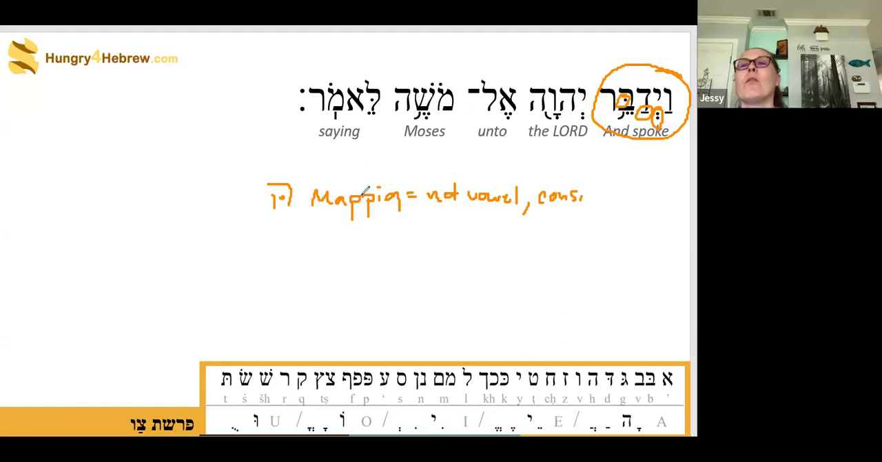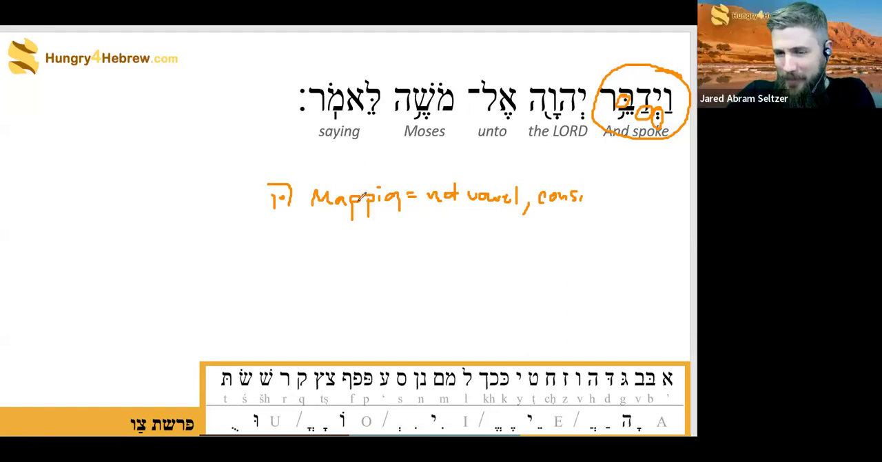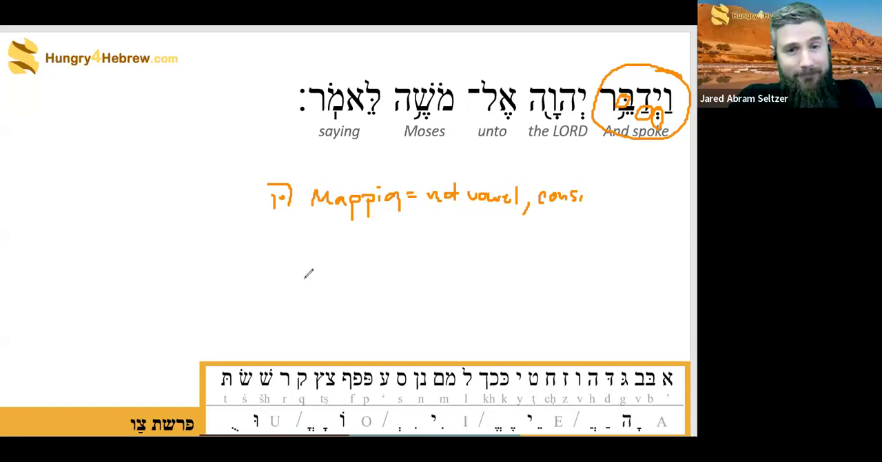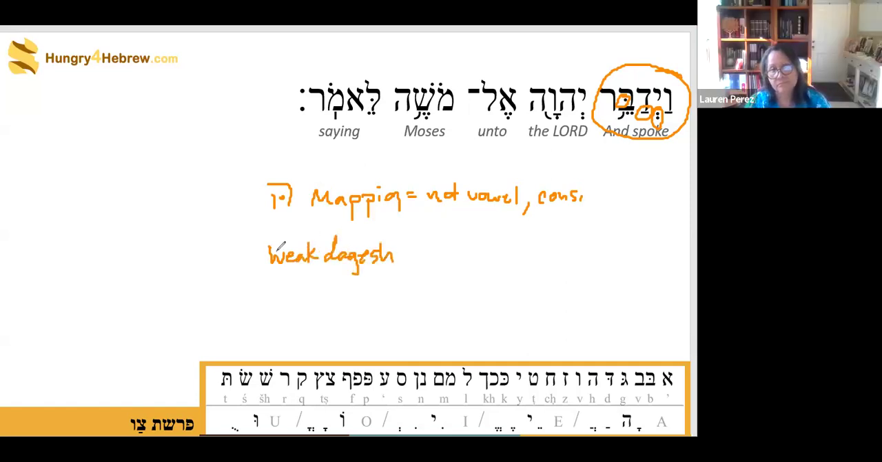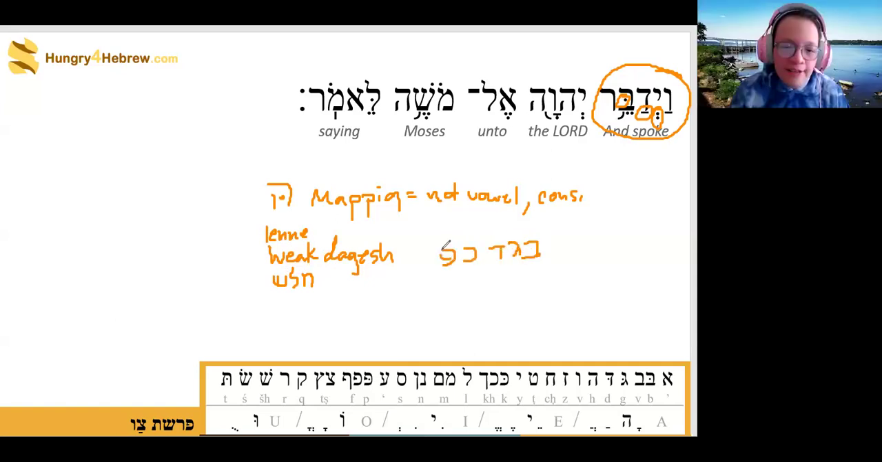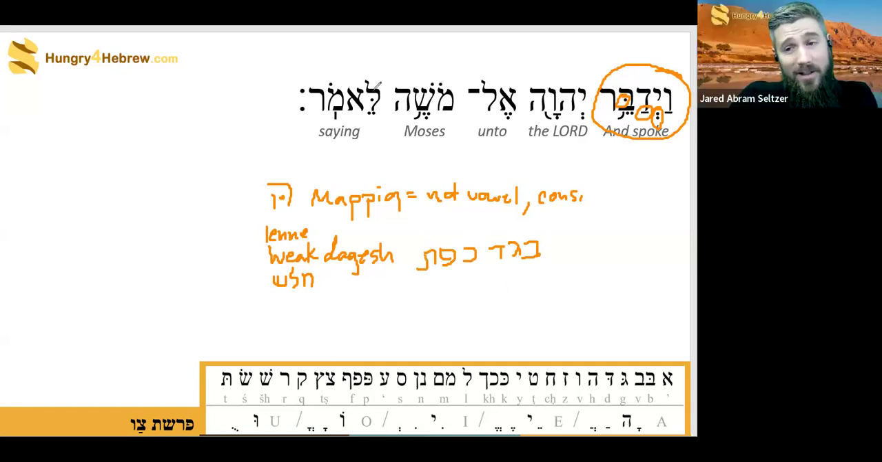Now, what's weird about a dagesh showing up at the front of a word? Usually they don't do that. Is it a dagesh lene? It can't be a dagesh lene because a dagesh lene, a weak dagesh, can only show up in six letters. What are the six letters? Lene is Latin, weak is English, and chalash is the Hebrew. A weak dagesh only shows up in begad kefat. And because the lamed is not one of those, it can't be that one either.